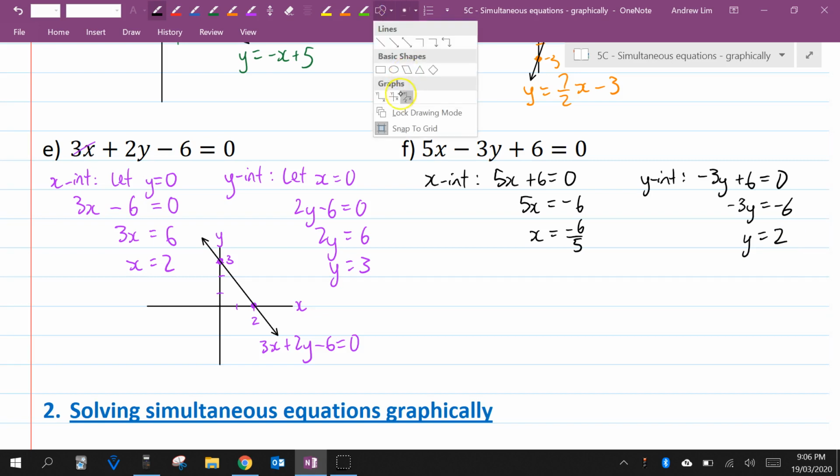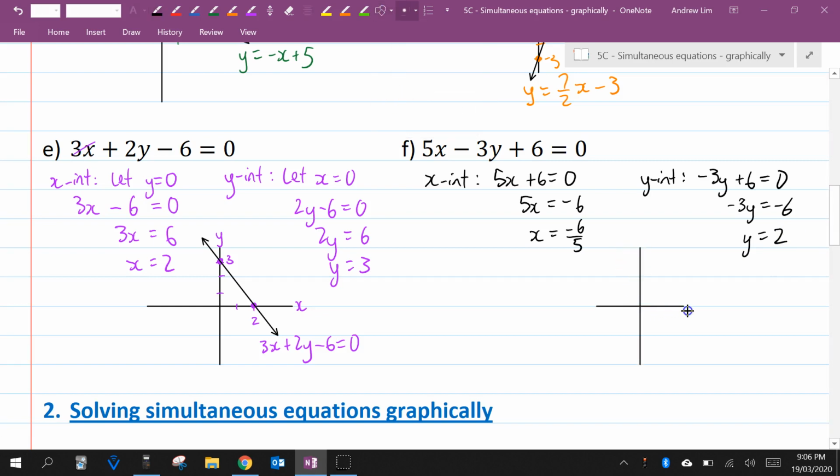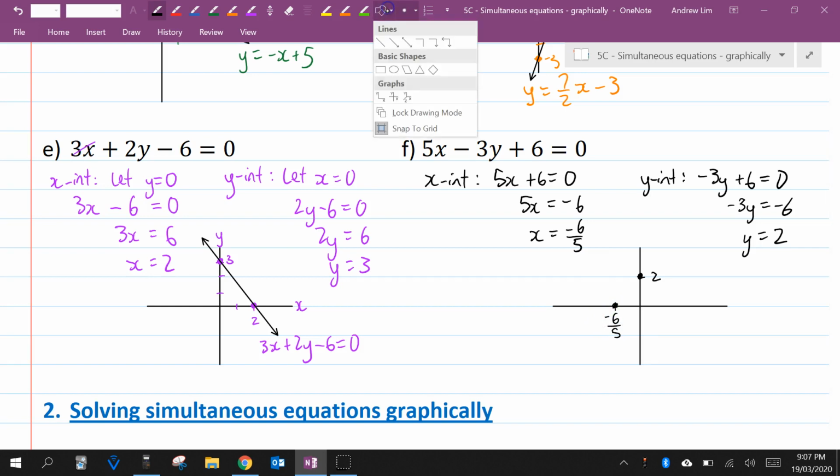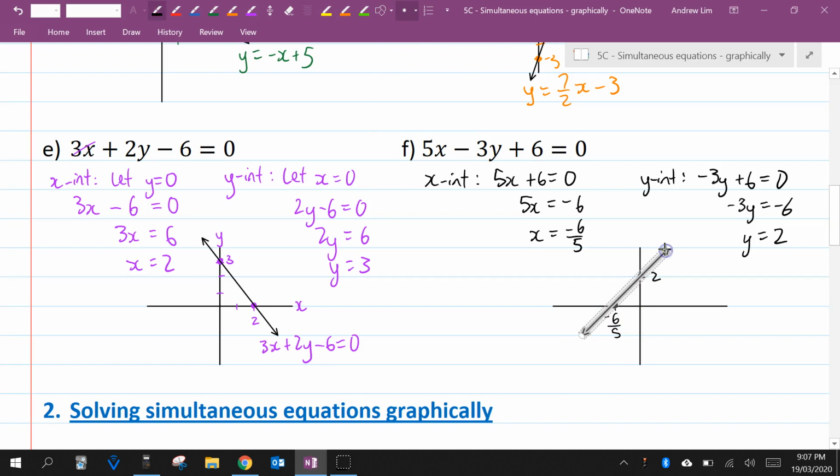So when we graph this, we have y is 2, we have x is minus 6 on 5, so it's about here, it doesn't have to be completely accurate, and then we can just join the dots. And good enough. So x, y, and this is 5x minus 3y plus 6 equals 0.